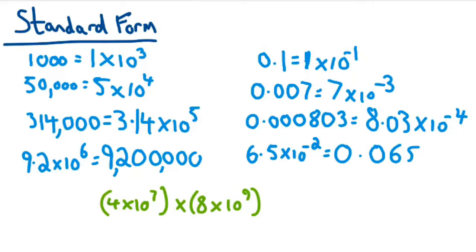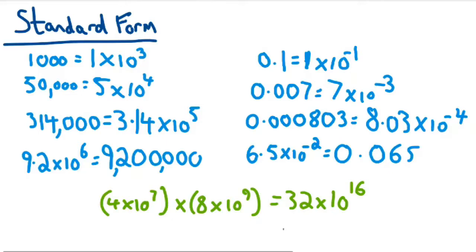But with the multiplication, we can actually do this a little bit easier if we are keeping the standard form, where we can say that, okay, well, 4 times 8 would be 32. And by the powers of indices, or the rules of indices, if we had 10 to the 7 times 10 to the 9, the powers are just going to add together, making this 10 to the 16.